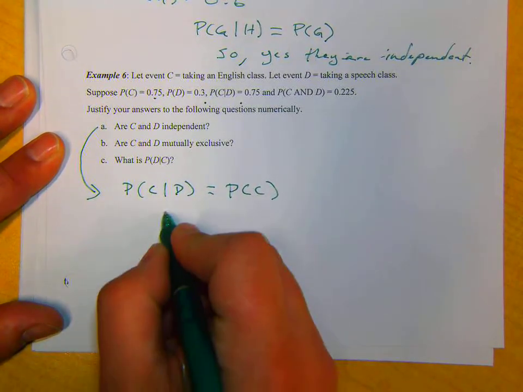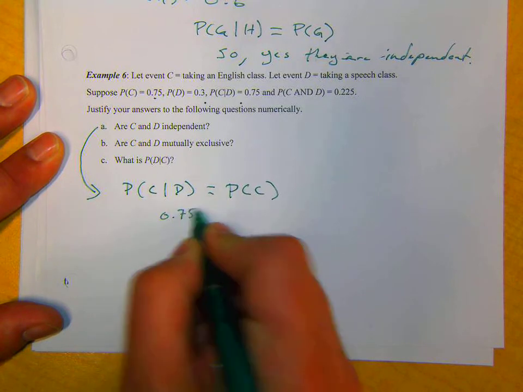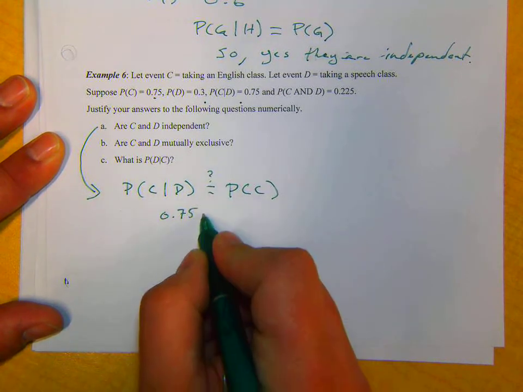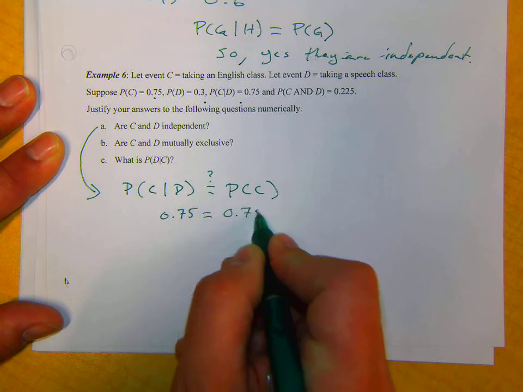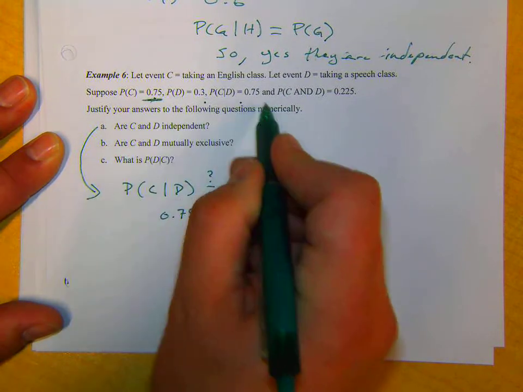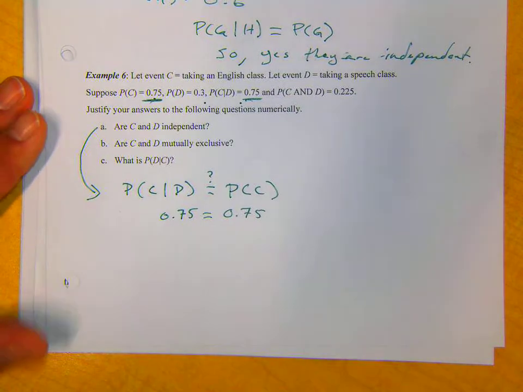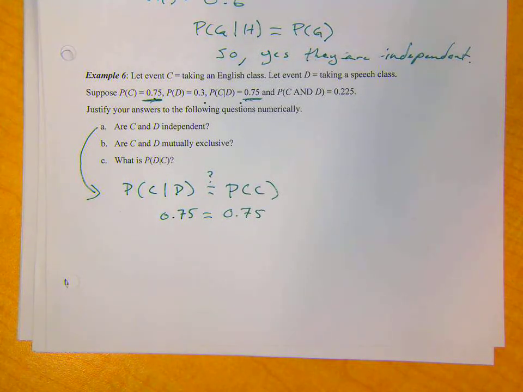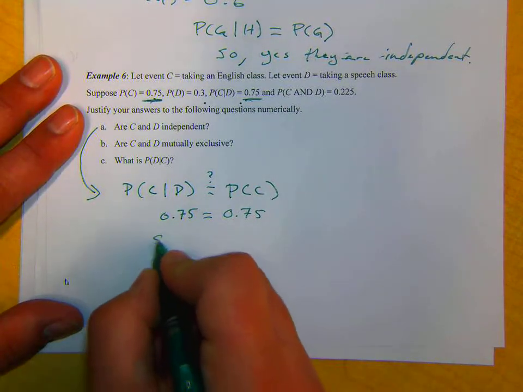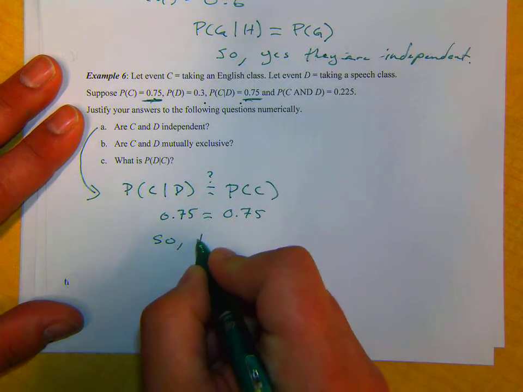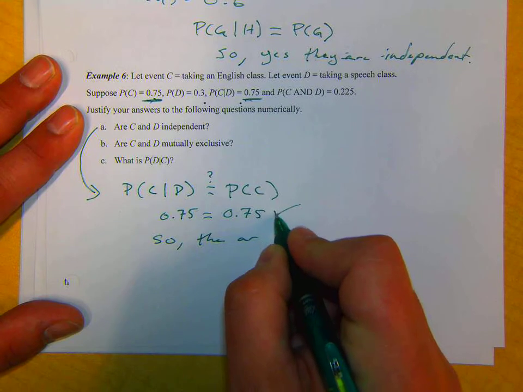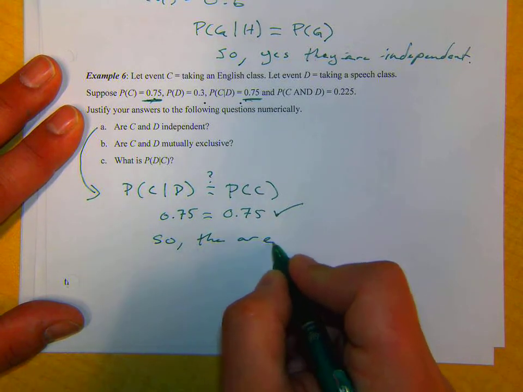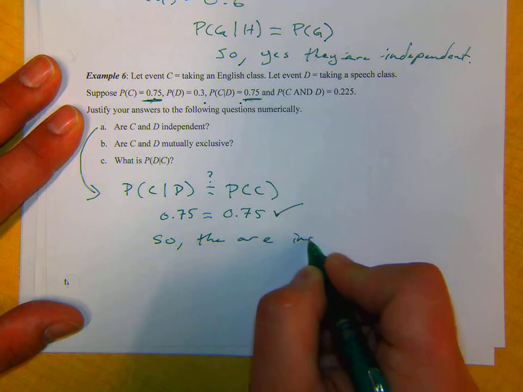What are these two? This is 0.75, so we're asking this question. We got 0.75, and P of C is also 0.75. There's P of C, there's P of C given D. They are the same. So they are independent. Let me put a little check here. Check. So they are independent.